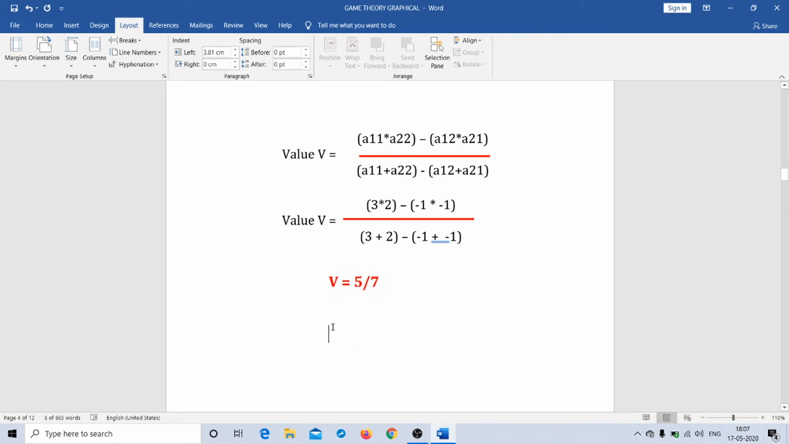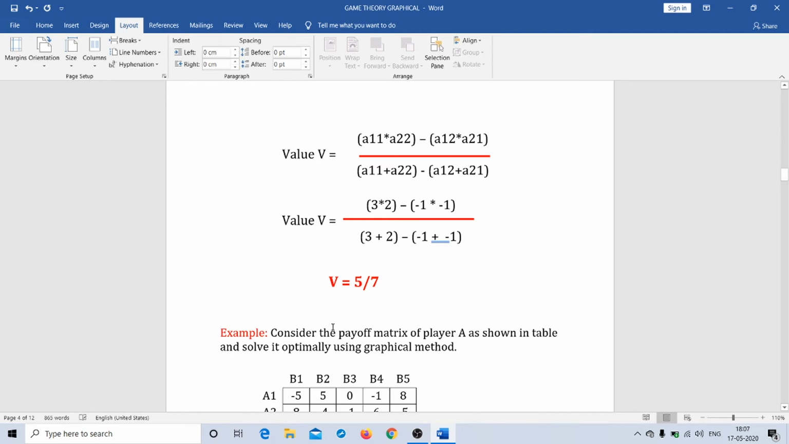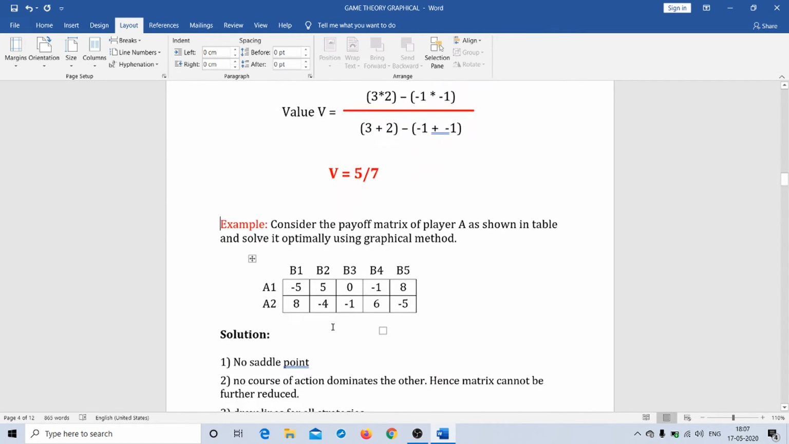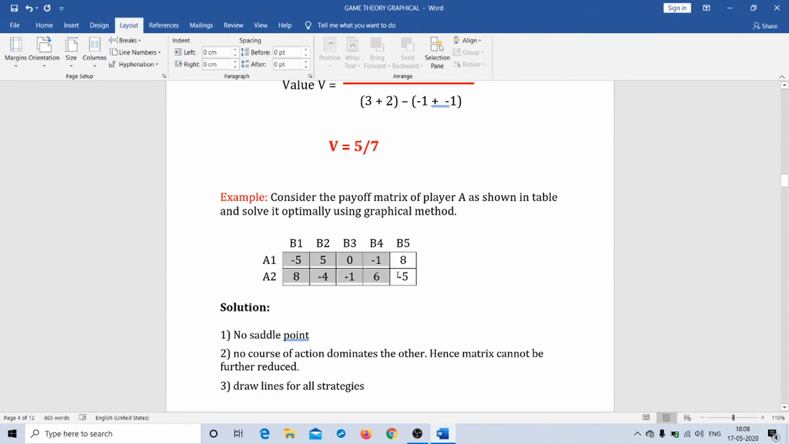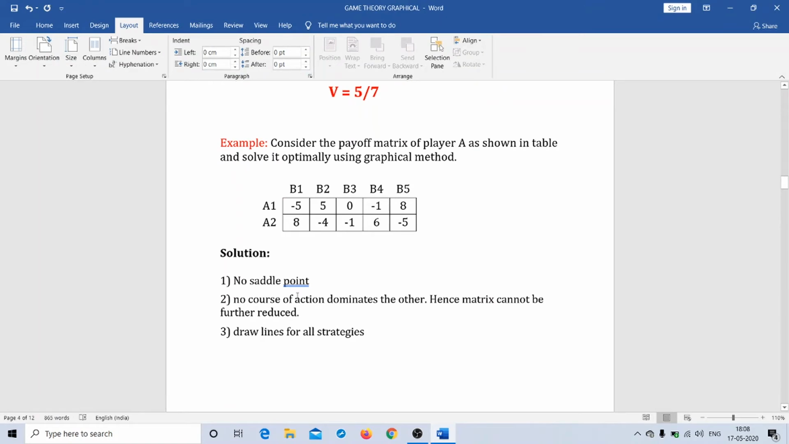Let us make things more clear and much better. Let us try to solve one more problem which involves 2 cross n. So have a look at this. This is my 2 cross n. Again, no saddle point. Now, the best part in this particular problem is that no course of action dominates the other, and hence the matrix cannot be further reduced.